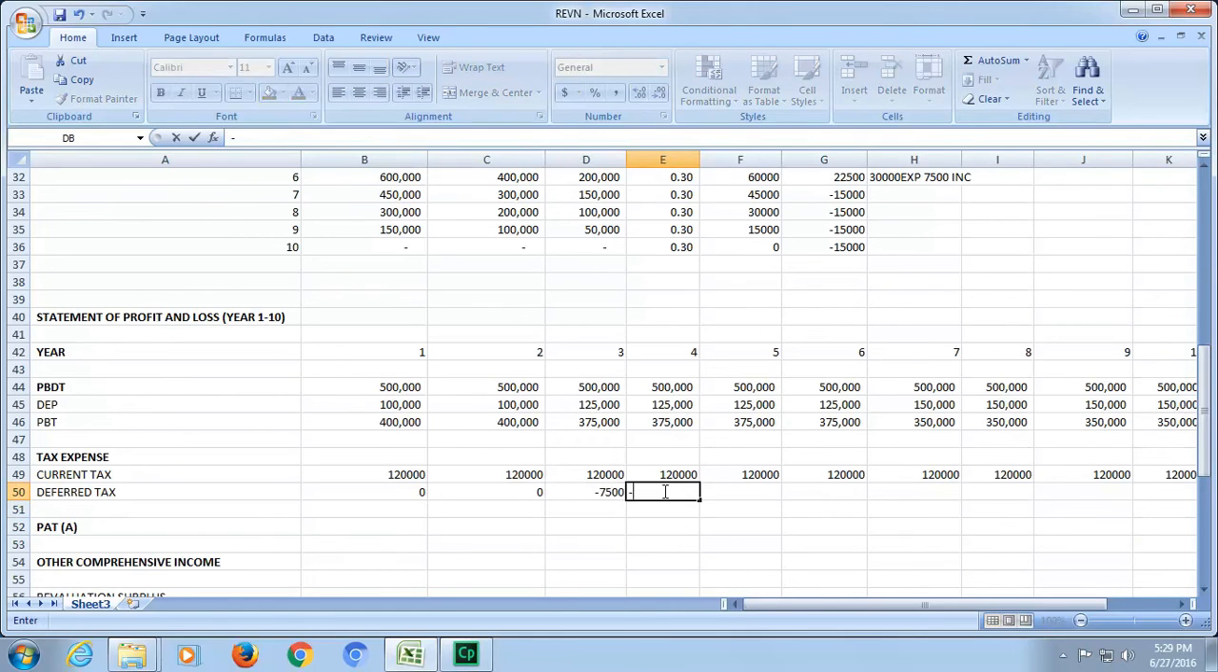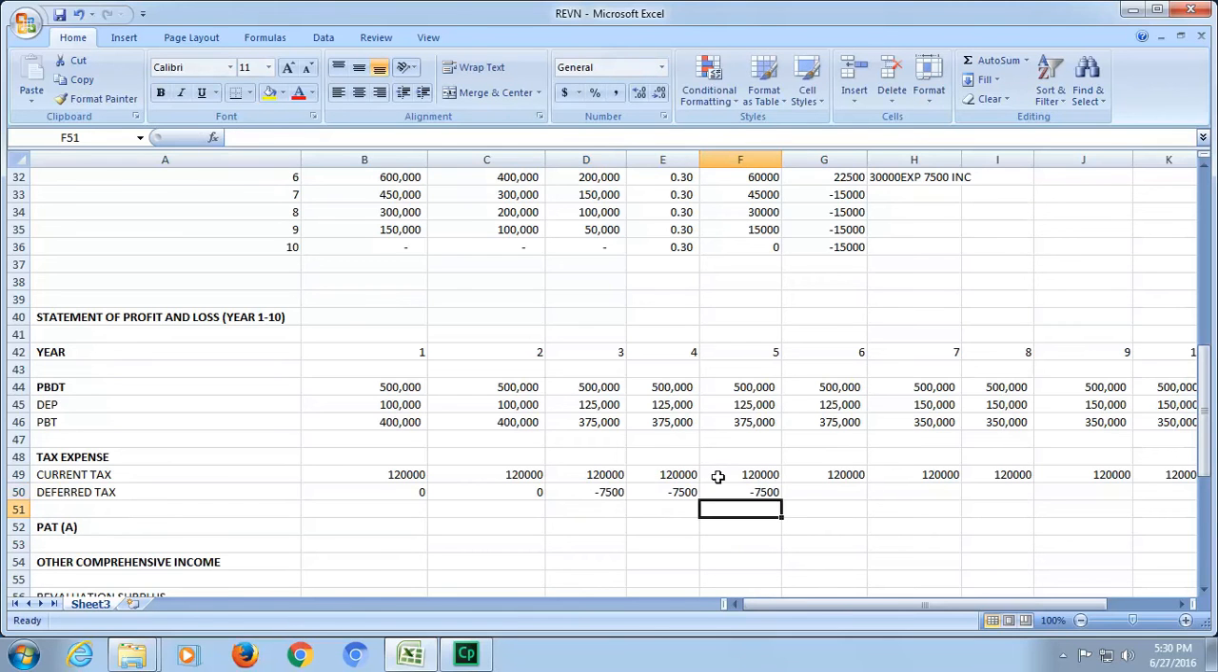Fourth year also there was a reversal, there was a decrease in deferred tax liability by 7,500. I'm showing it here. This is actually the difference in depreciation. I'll just give you the calculation here. How am I getting this? It is the difference in depreciation, the excess amount of depreciation multiplied by tax rate, that is 7,500. The same figure I'm showing here.